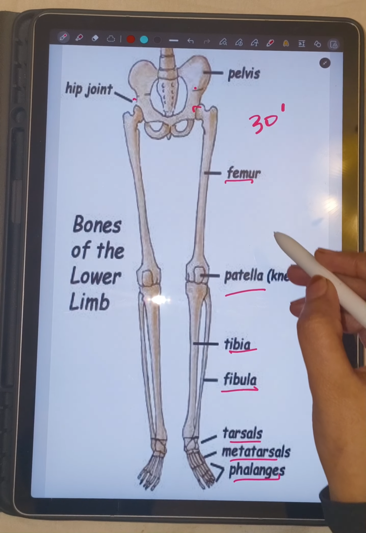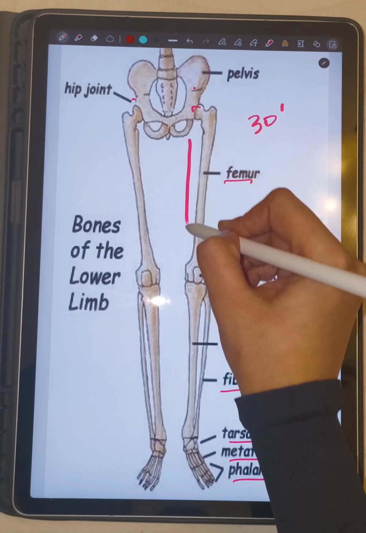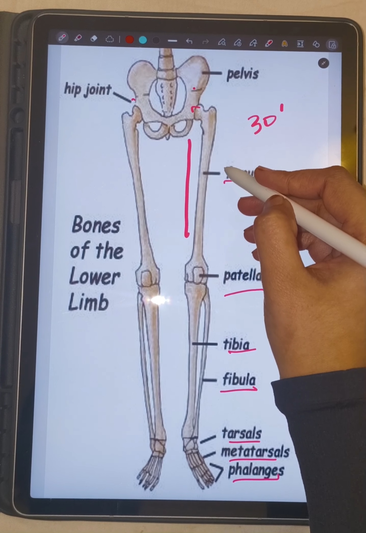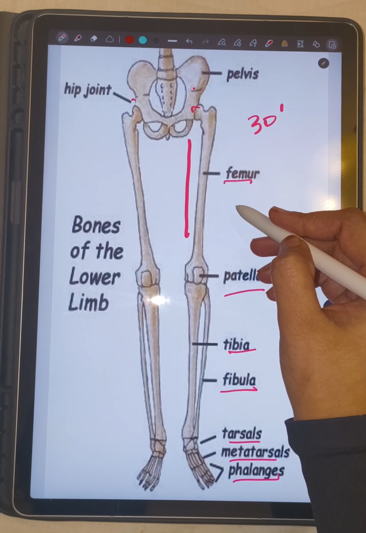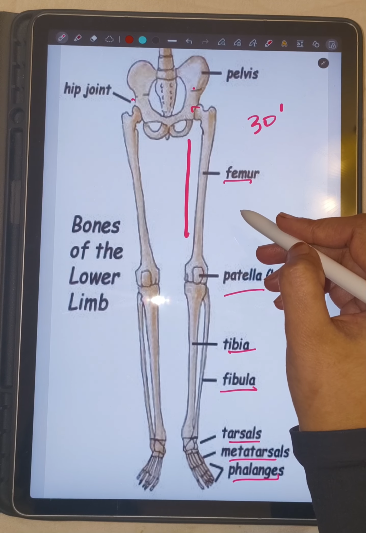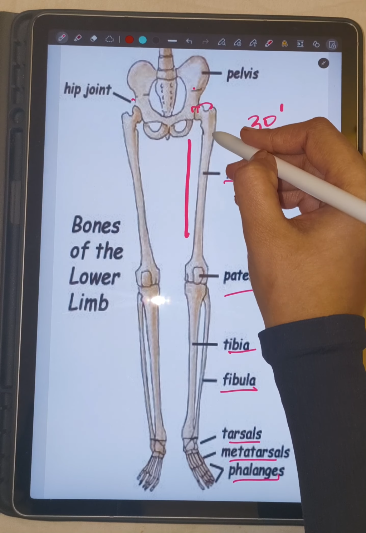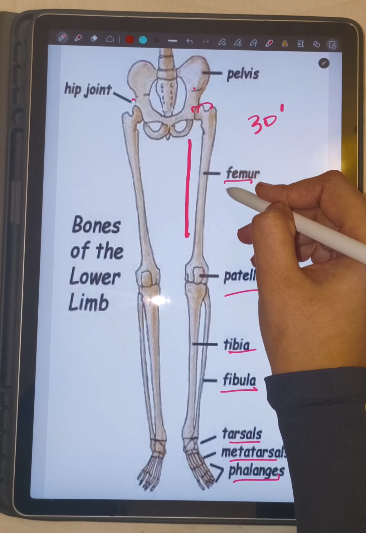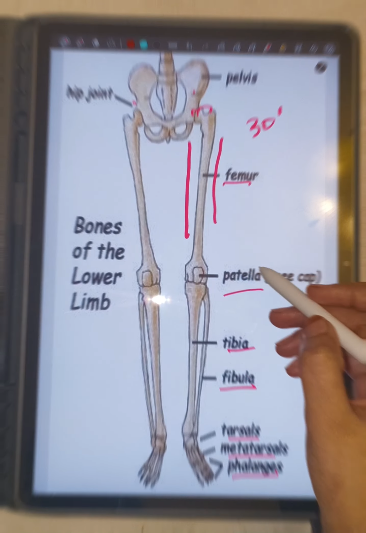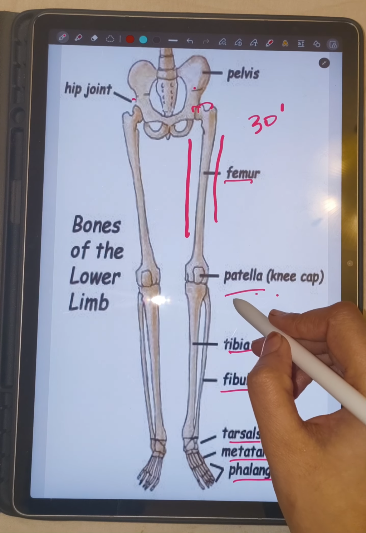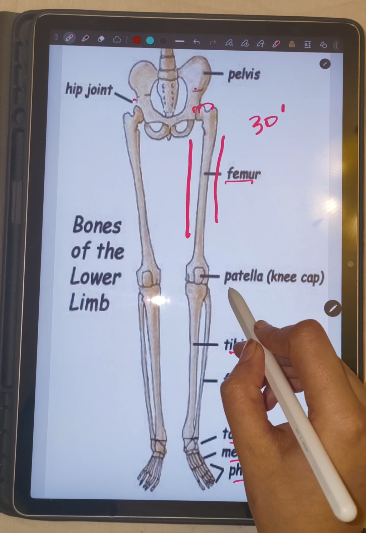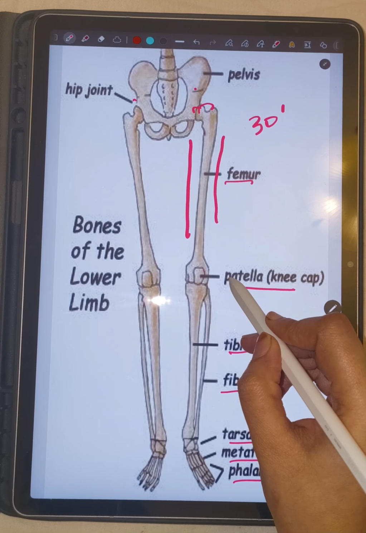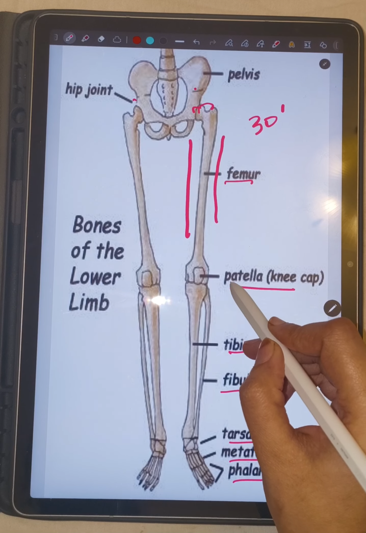Next, we will discuss the femur bone. The femur is the thigh bone located at the upper leg between the hip and knee. It supports body weight during standing, walking, and running. It forms the hip joint with the acetabulum of the pelvic girdle and the knee joint with the tibia and patella. It is the longest bone in the body. Next is the patella, the kneecap, at the front of the knee joint, a triangular sesamoid bone. It protects the knee joint and improves leg extension.